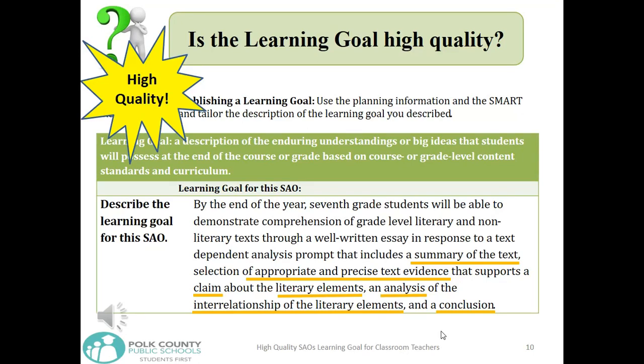Here is a high-quality learning goal that could be used for a grade 7 English class. Please read the described learning goal for this SAO.